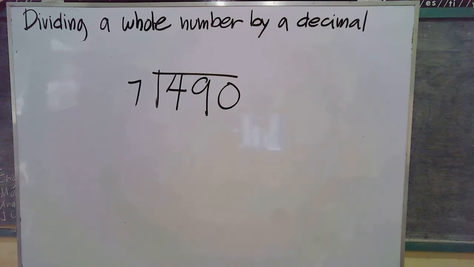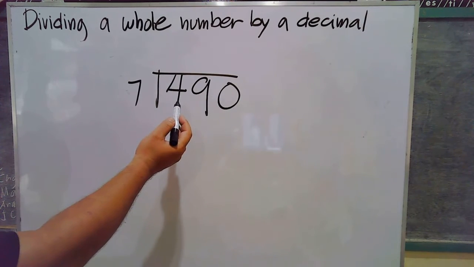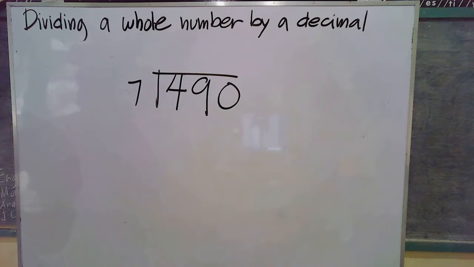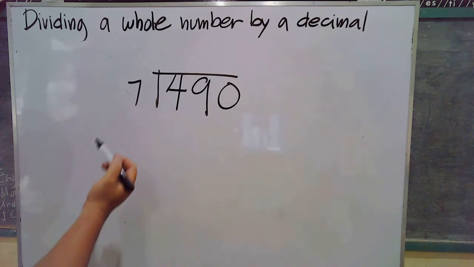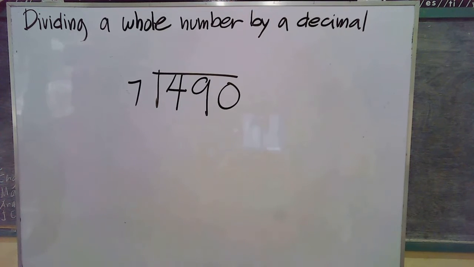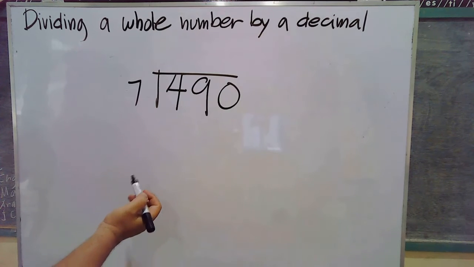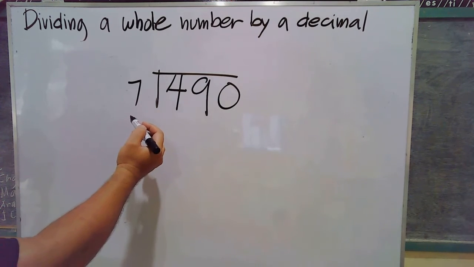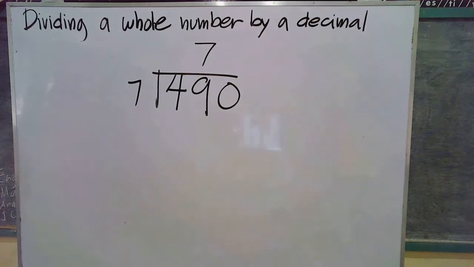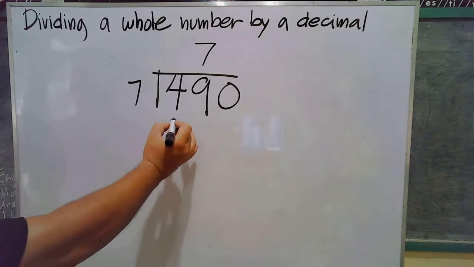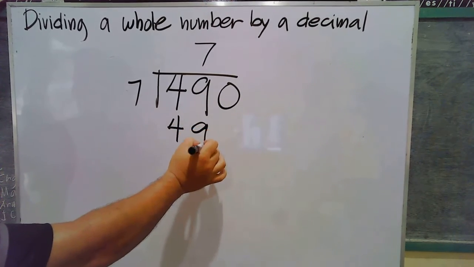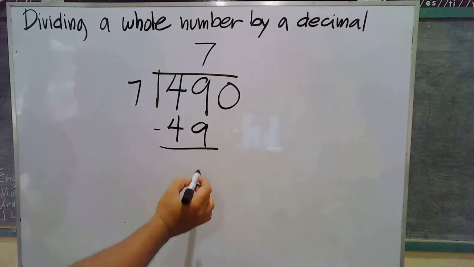So let's divide. Now 4 divided by 7 cannot be, because 7 is greater than 4. So we're gonna add another digit so that we can divide. So 4 becomes 49. Now 49 divided by 7 is 7. Now 7 times 7 is also 49. So we have 49 here. So 49 minus 49 is 0.